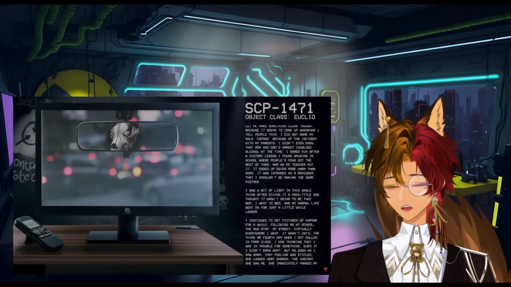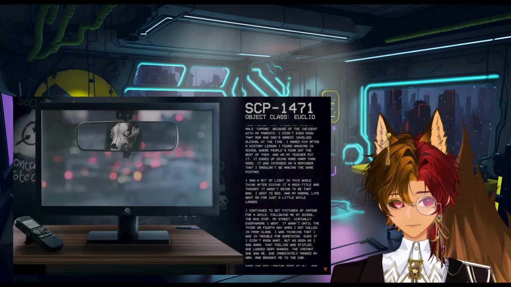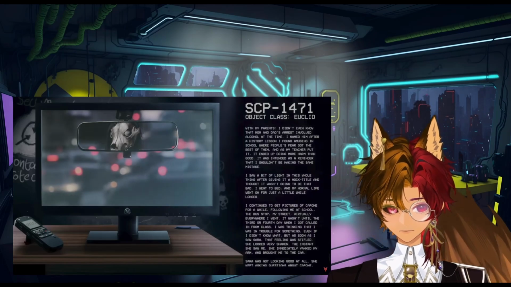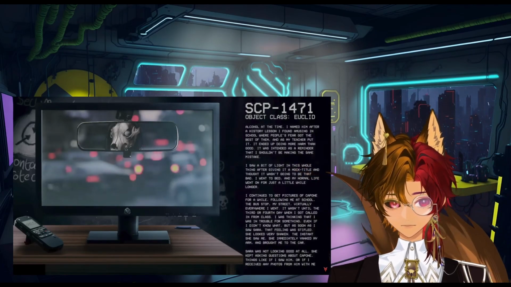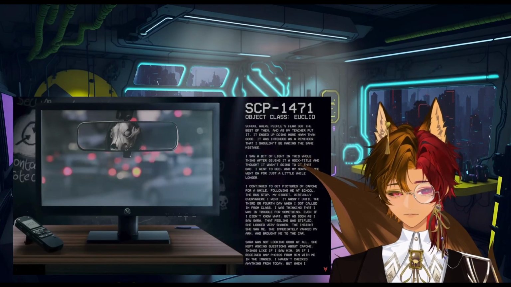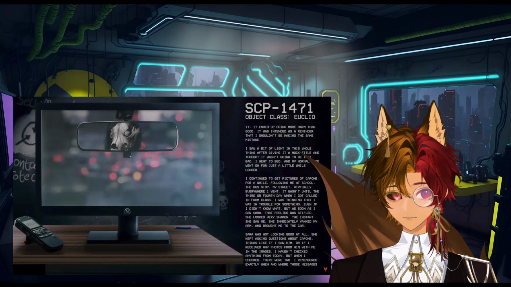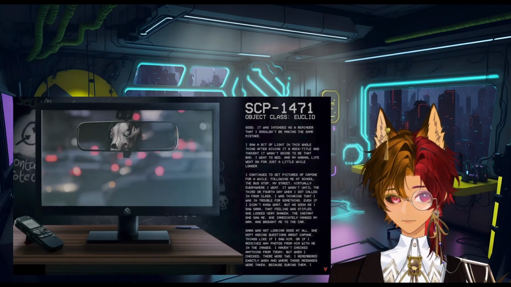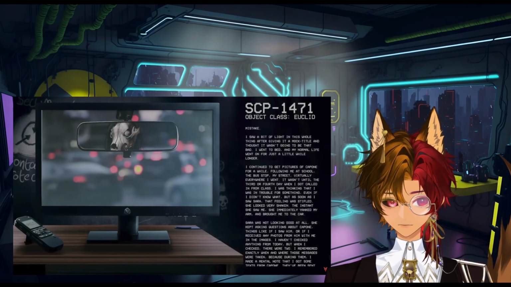I named him after a history lesson I found amusing in school, where people's fears got the best of them. And as my teacher put it, it ended up doing more harm than good. It was intended as a reminder that I shouldn't be making the same mistake. I saw a bit of light in this whole thing after giving it a mock title, and thought that it wasn't going to be that bad. I went to bed, and my normal life went on for just a little while longer.